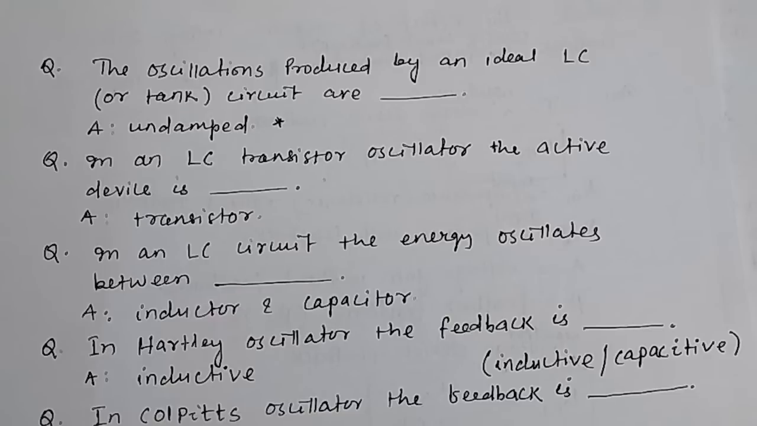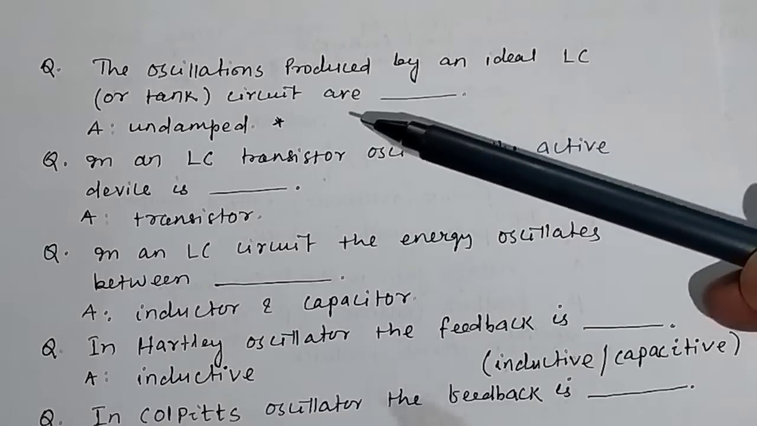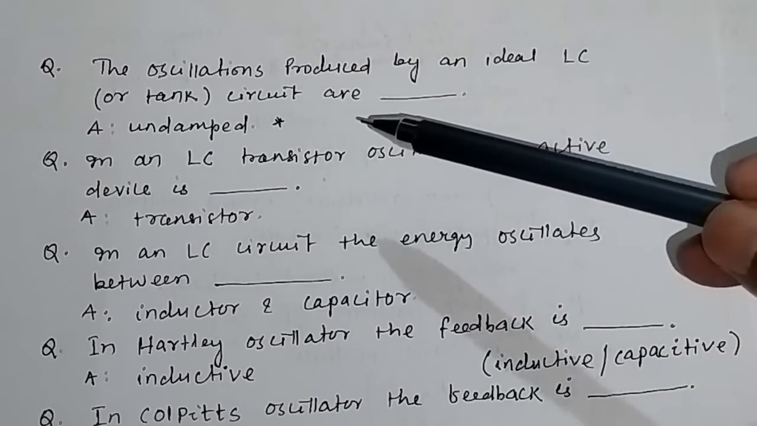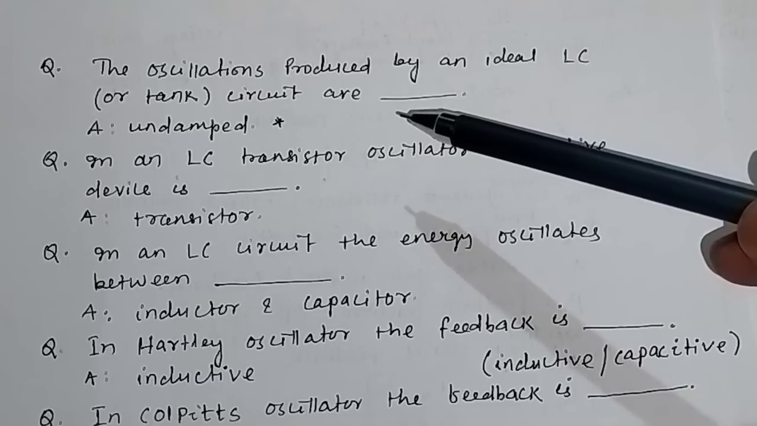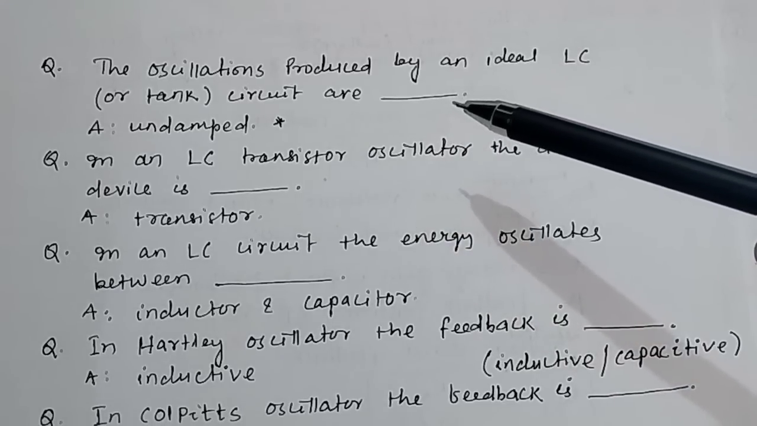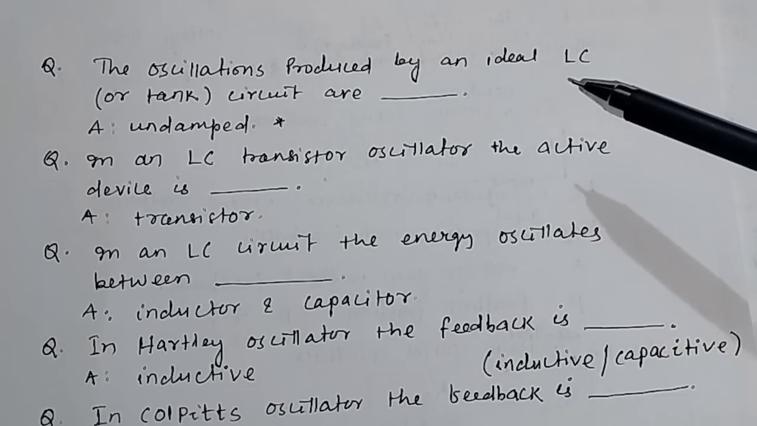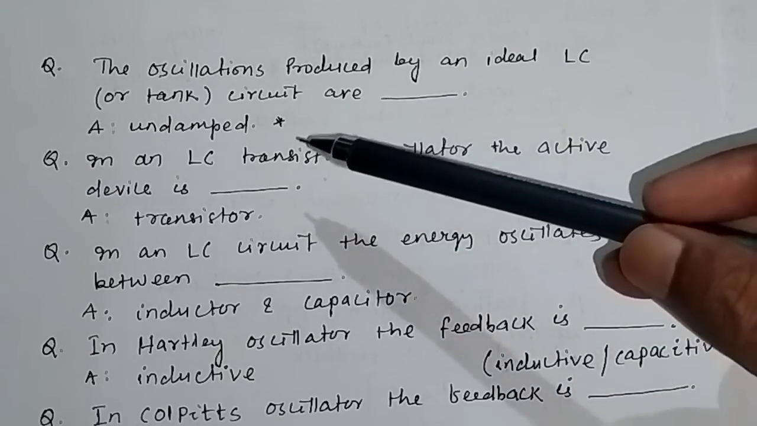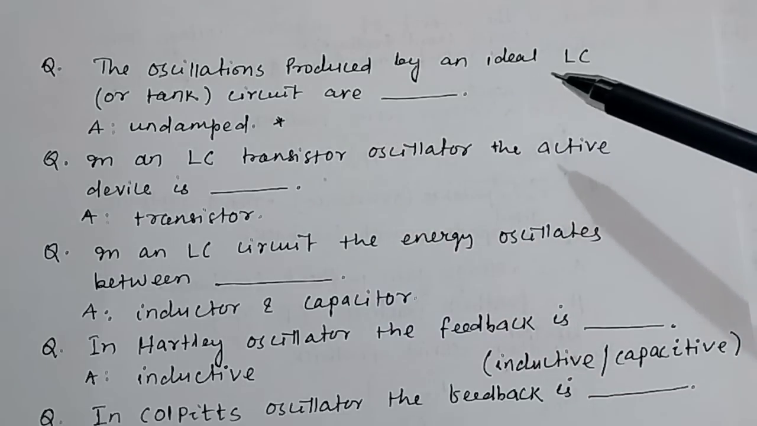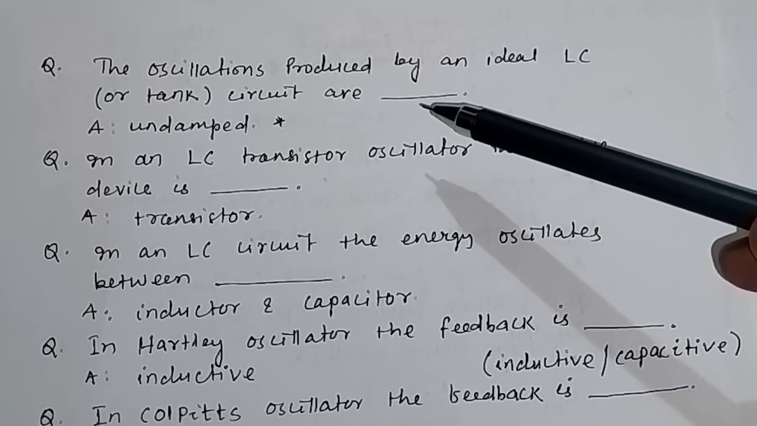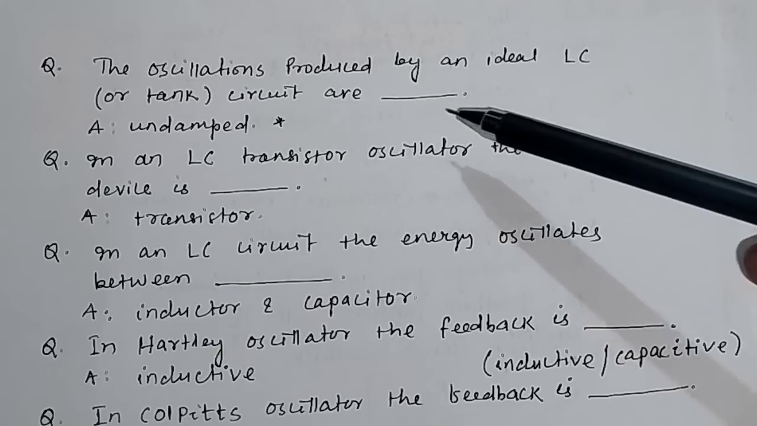The oscillations produced by an ideal LC circuit or tank circuit. LC circuit is also called tank circuit, and they are undamped or damped. The answer will be undamped because here it is given ideal LC circuit. If the LC circuit is ideal one, then you should write the oscillation is undamped. But in Hartley oscillator, it is not an ideal LC circuit, so the oscillation produced by Hartley oscillator is damped type.